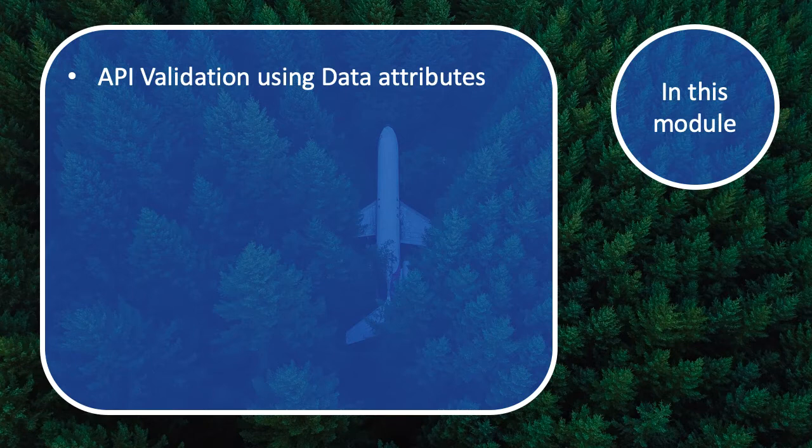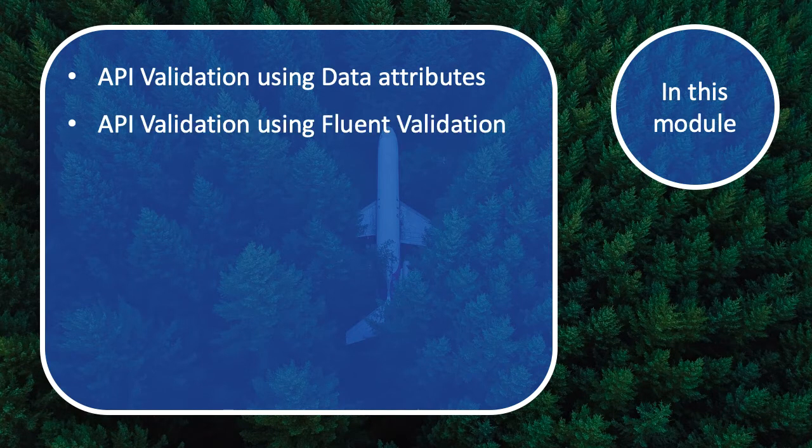The first way we'll look at is using data attributes on our classes or our class properties to make sure they meet the requirements that we set. And we can also use validation using something called fluent validation. And due to the way that we're architecting our application, this is the approach that we'll use for our application.